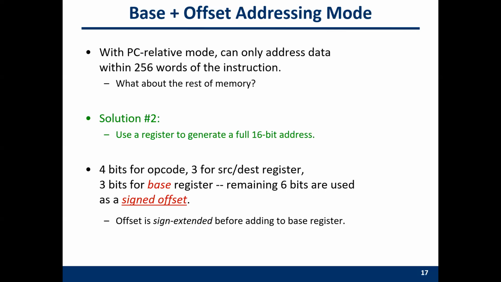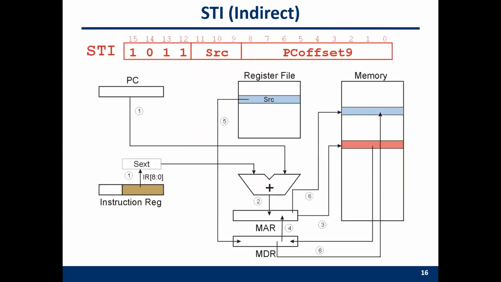The third mode is the base plus offset mode. The previous method has a defect. In this method, we have to read the memory twice. The memory latency is very long, so potentially this type of memory addressing mode is slow due to the extra memory access.